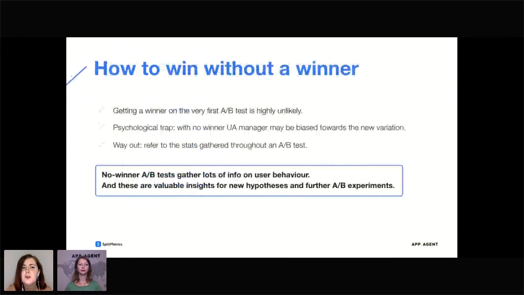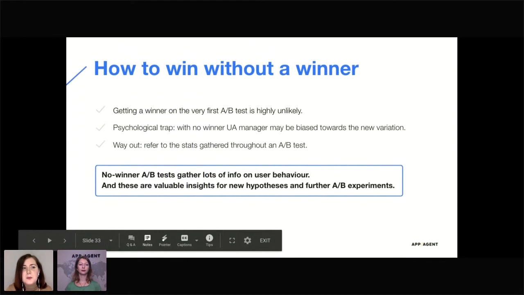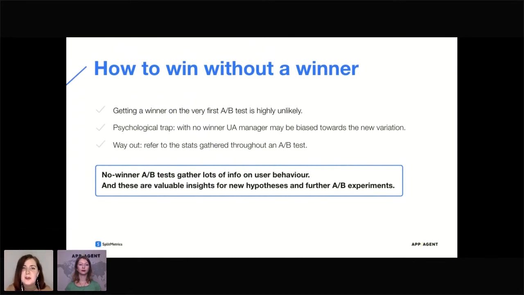So let's talk about how to win without a winner. It's a common case when people who are doing A/B testing expect to find a variation with better conversion right away. But from our experience, getting a winner on the very first A/B test is highly unlikely. You see, it's a continuous process.